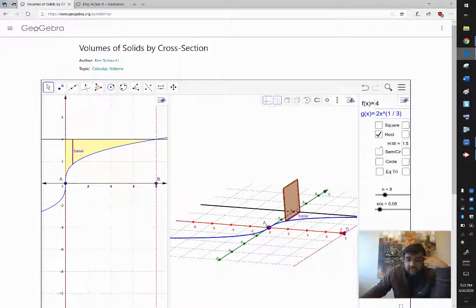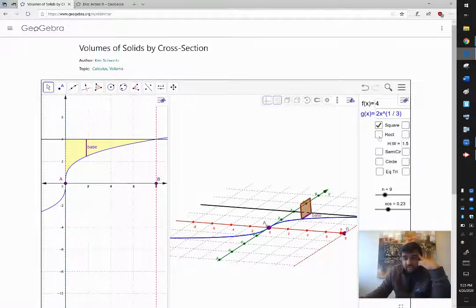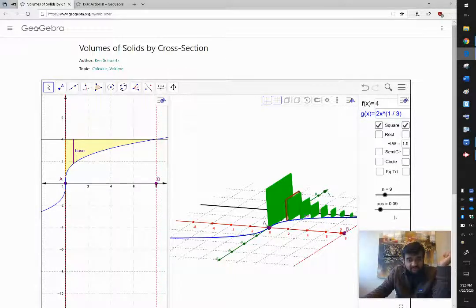Maybe it's going to be a rectangle with some kind of height ratio. Maybe the height is twice as big as the base, for example, or maybe it's 1.5 times bigger. Then you're going to have different size rectangles for each cross-sectional slice. Go back to square. Well, to find the volume of the object, you don't need a single slice, you need all of them. So if you take the area of this, and the area of this, and the area of this, and the area of this, and you add them all together, which is to say you integrate them, you will have the volume of the solid.